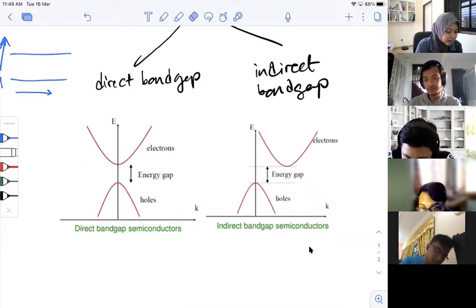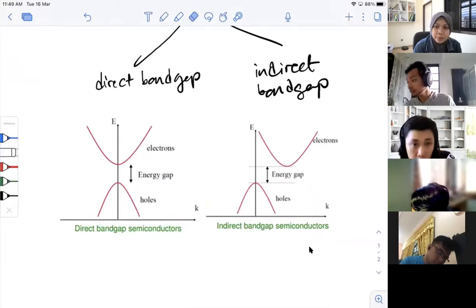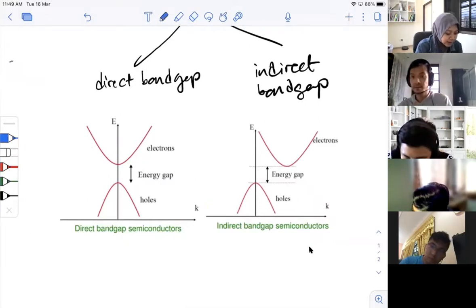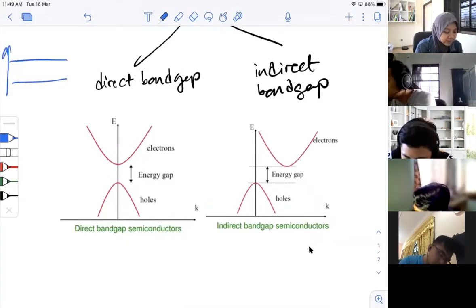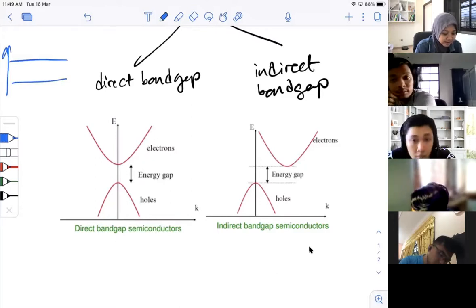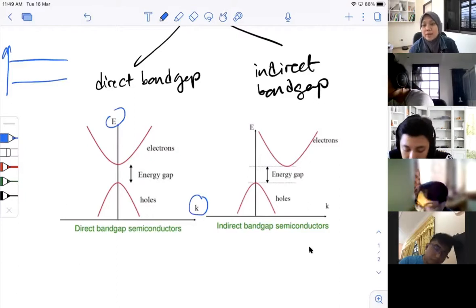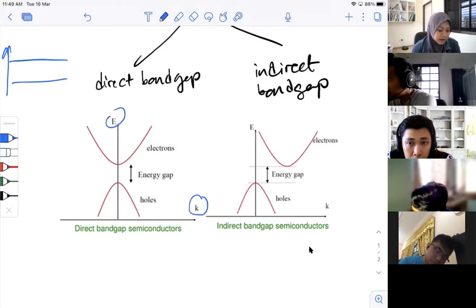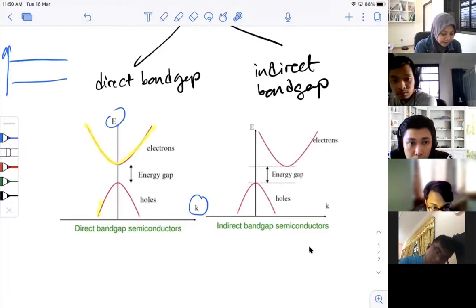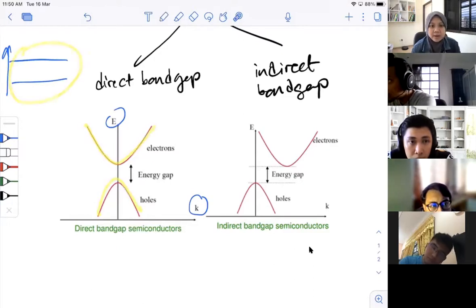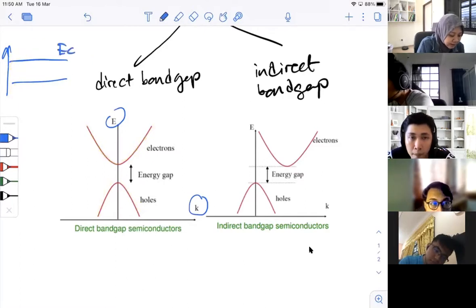But if you plot the same thing, with the y-axis still energy, but the x-axis is the momentum of the electron and hole, then the band gap will look like this. It's not constant like this. The constant one we drew has the conduction band and the valence band.